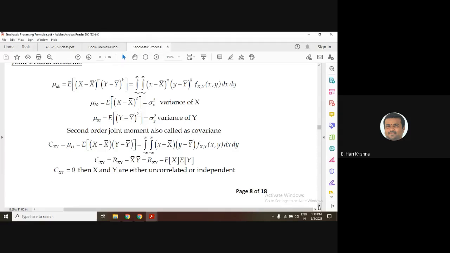The second order joint central moment is also called covariance. Previously it was correlation, now it is covariance, which is denoted as CXY is equal to mu11, that is n is equal to 1, k is equal to 1, that is the expectation of (X minus X bar)(Y minus Y bar), and it is evaluated.